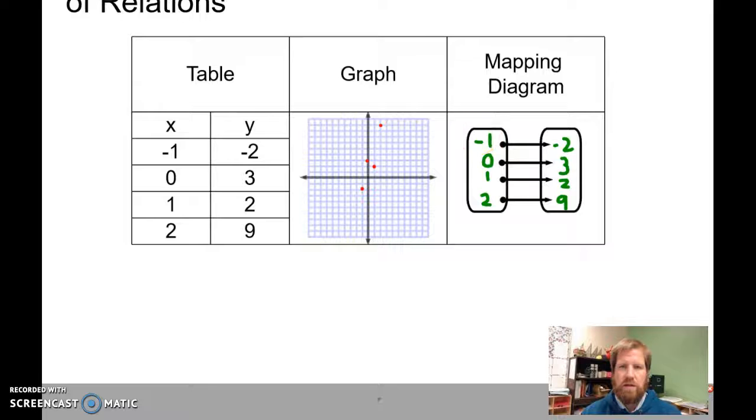So right now this is a function because I have all different x values, but if I took away this negative and I had 1 as equaling -2 and 1 as equaling 2, then that would not be a function, and we would actually express this in a mapping diagram by just drawing an arrow to multiple points. And it's just an easier way of seeing that this is not a function.